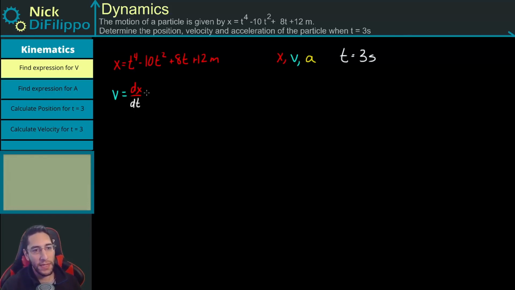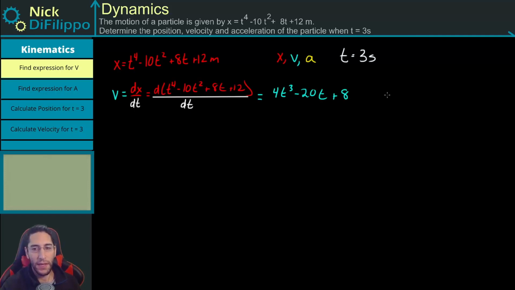So this is going to be equal to the derivative of t to the fourth minus 10t squared plus 8t plus 12. We take that derivative with respect to t, and we get an expression for velocity. Our velocity is going to be 4t cubed minus 20t plus 8. And this is our velocity.